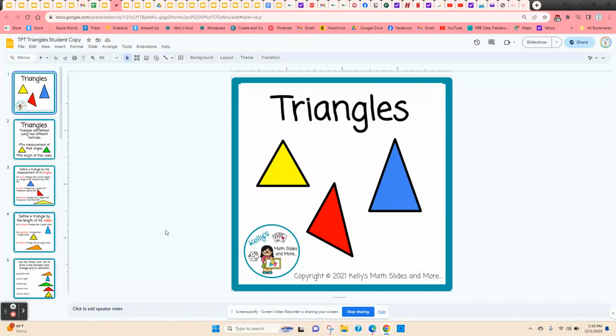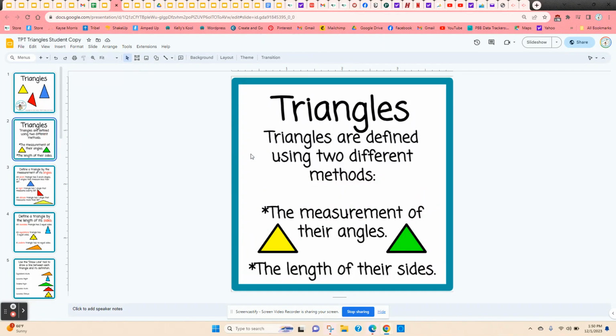Triangles. This is a digital lesson, and it covers classifying triangles as well as finding the missing angle measurement. So it starts with explaining to students there are two different ways that we can classify a triangle: by the measurement of its angles or the length of its sides.